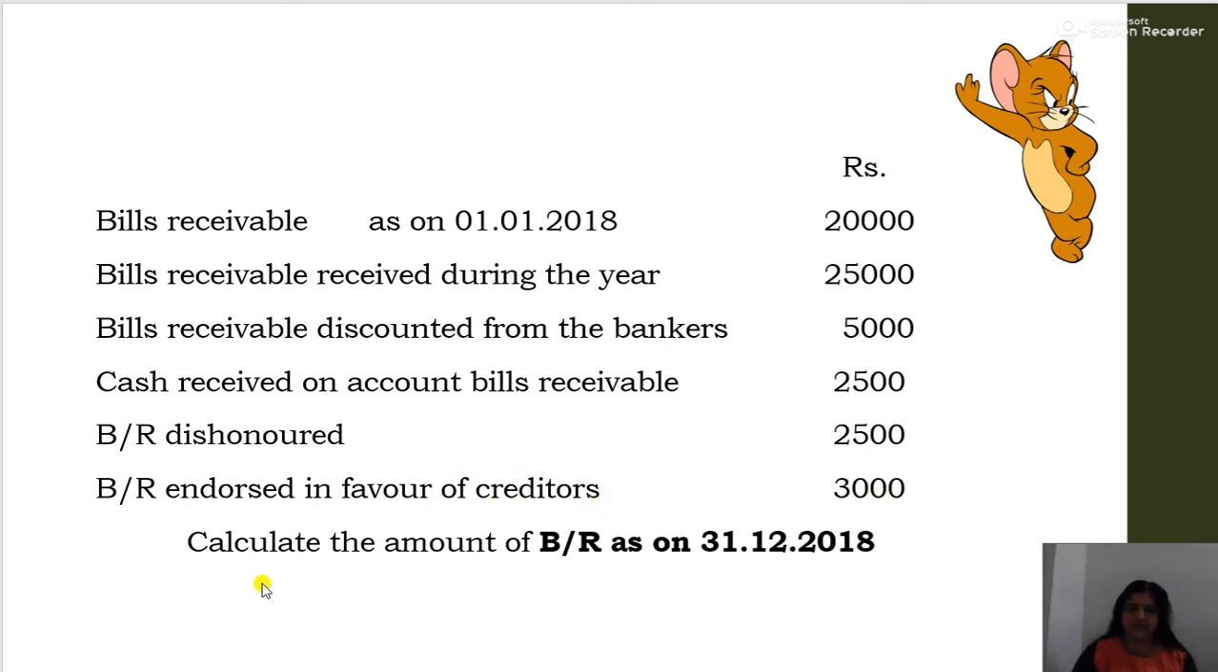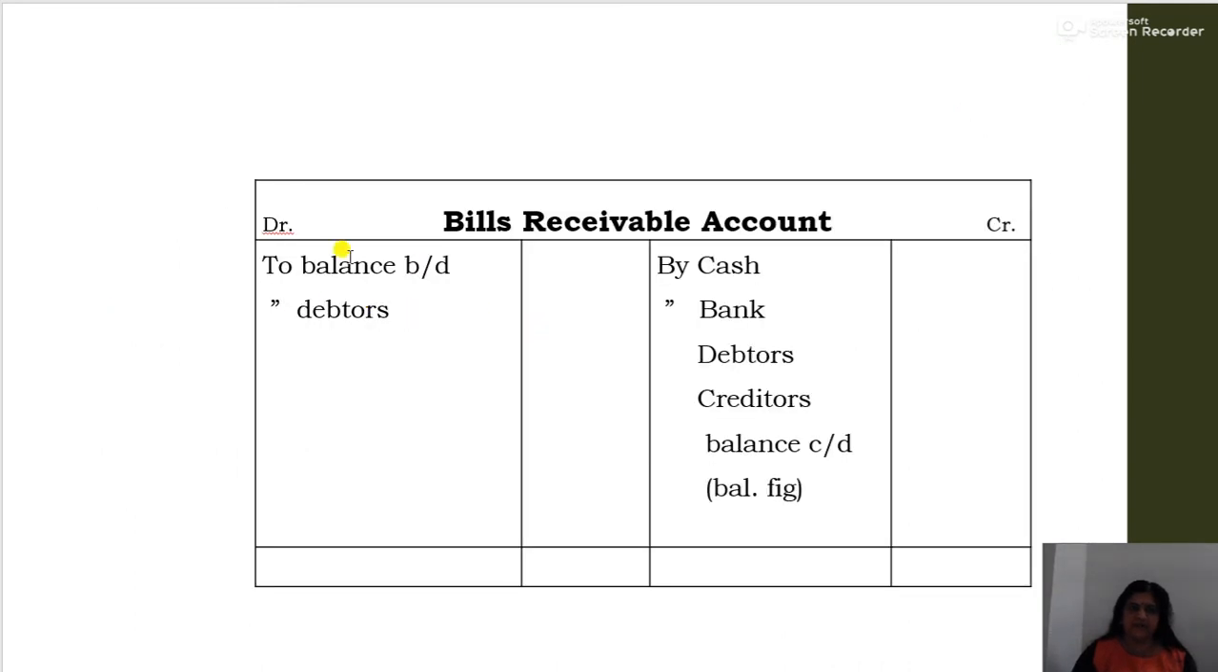Then you have to calculate the amount of bills receivable as on 31/12/2018. That is, you have to calculate the closing balance of bills receivable. Okay. Now we will prepare the bills receivable account. So this is the bills receivable account. Now the bills receivable account has a debit balance as it is an asset account.